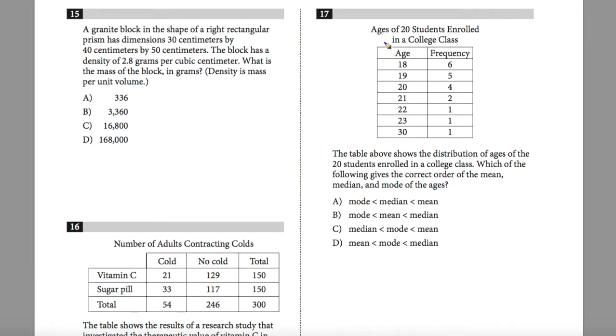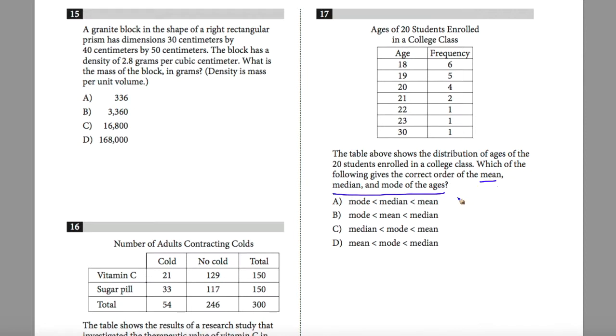For question 17, I see ages of 20 students enrolled in a college class. I see frequency here, and I see their corresponding ages on the side. The table above shows the distribution of ages of the 20 students enrolled in a college class. Which of the following gives the correct order of the mean, median, and mode of the ages? So let's just do a quick review.